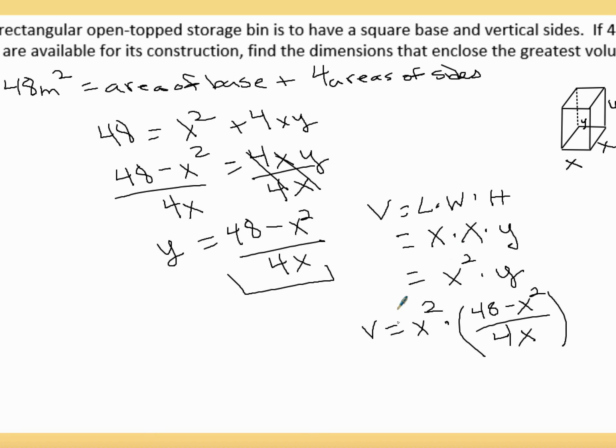We can reduce this because I've got an x on top and an x on the bottom. And I get that the volume is equal to, and I'm also going to distribute this x, the leftover x there. So I'll end up with 48x minus x cubed all over 4.